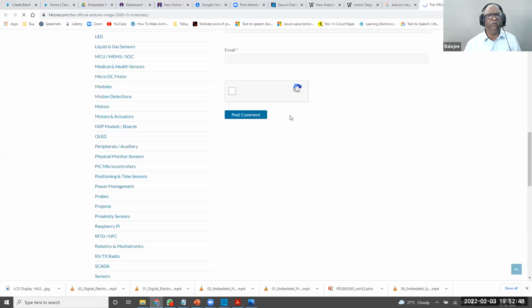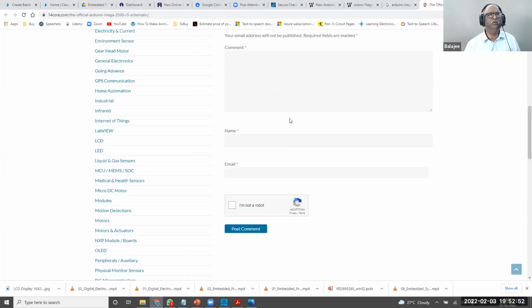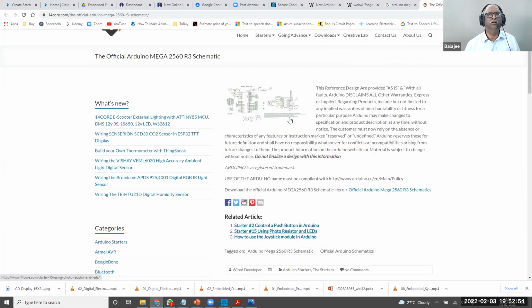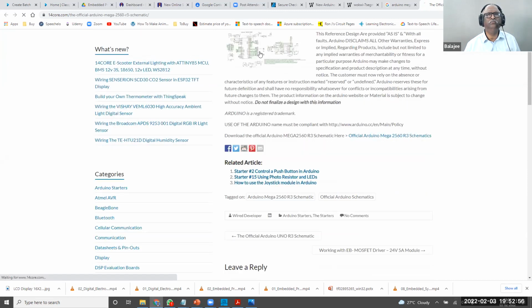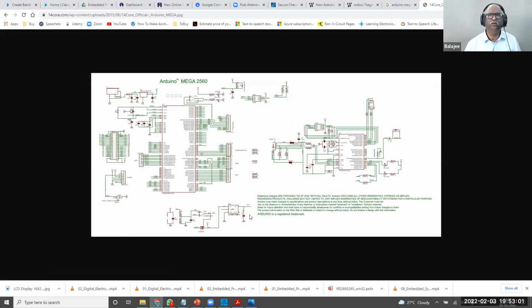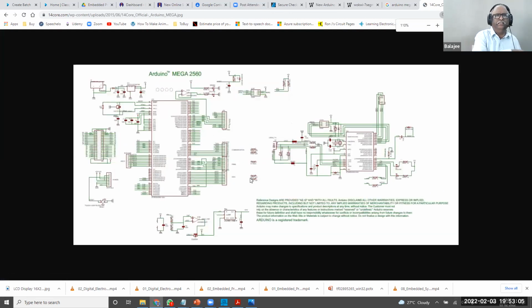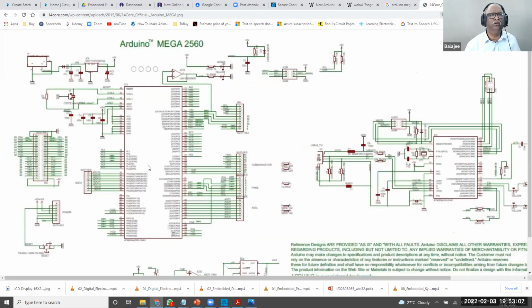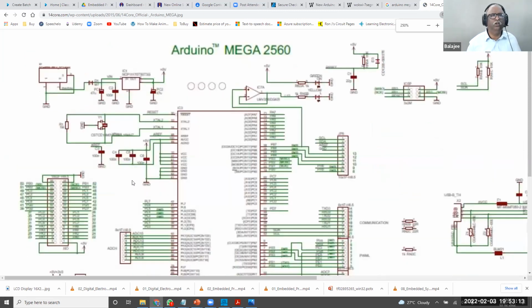Somebody made a schematic of the chip. See here, I'll make it bigger. This is the circuit diagram of the Arduino Mega. You can see that the ports are all available here. You go and search: every port is connected to the connectors.